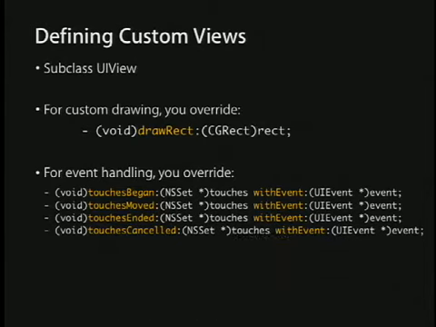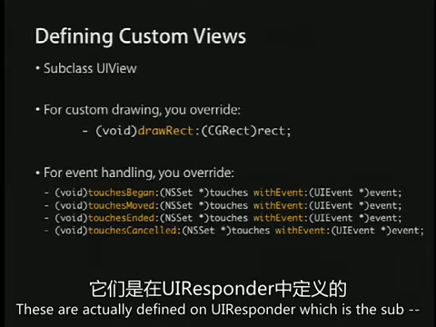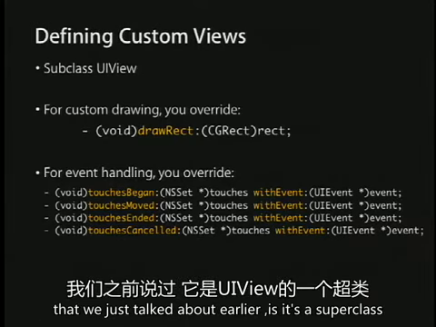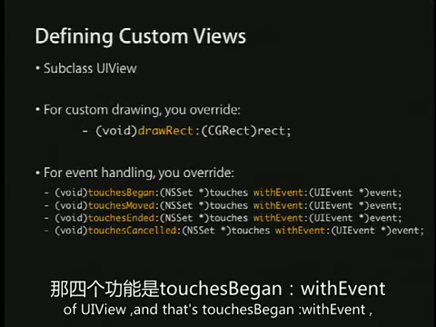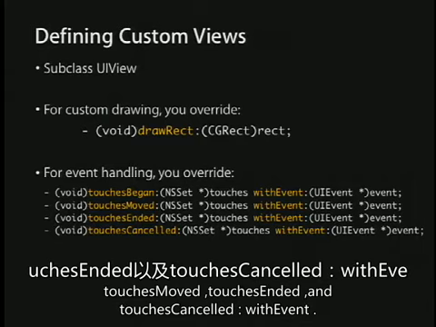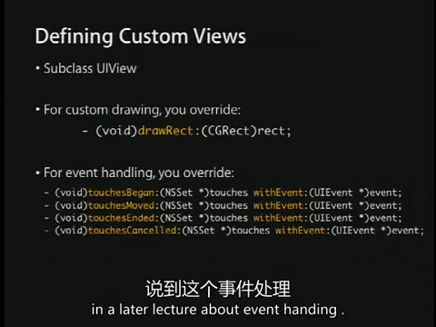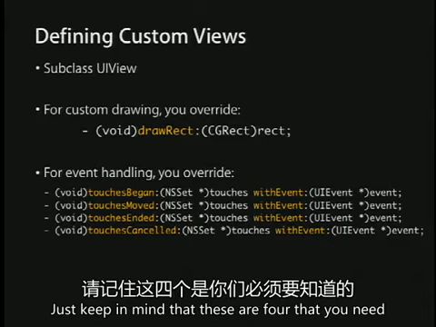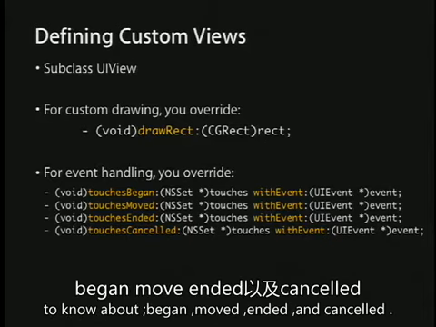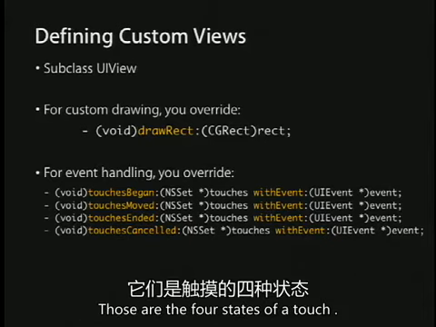And if you're doing event handling, there are 4 methods that you override. These are actually defined on UIResponder, which we just talked about earlier. It's the superclass of UIView. And that's touchesBegan withEvent, touchesMoved, touchesEnded, and touchesCancelled withEvent. We'll talk a lot more about these in a later lecture about event handling. Just keep in mind that these are the 4 that you need to know about: began, moved, ended, and cancelled. Those are the 4 states of a touch.